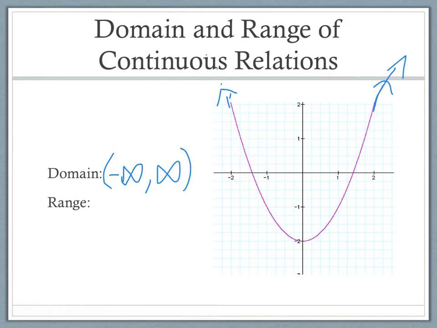Okay. Now our range is our lowest y value, so our lowest y value is right there at -2. And our highest y value doesn't ever stop going up, so it's going to go on to positive infinity. That -2 should be a bracket since it includes the number -2.